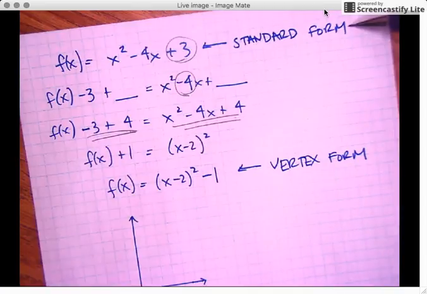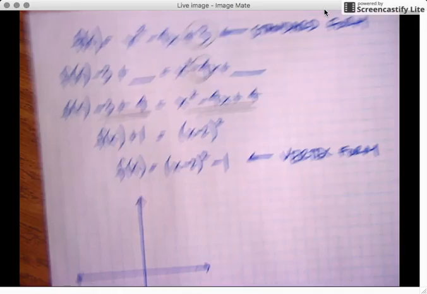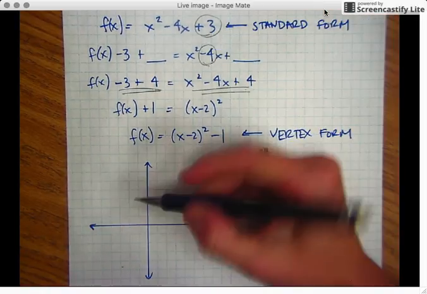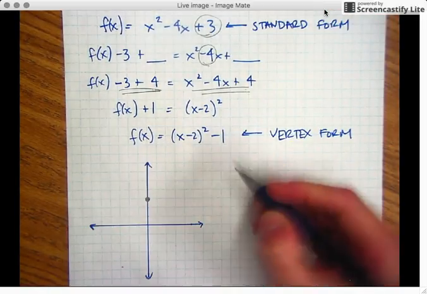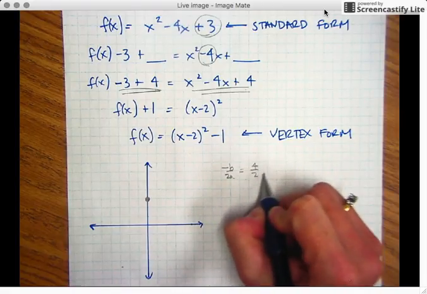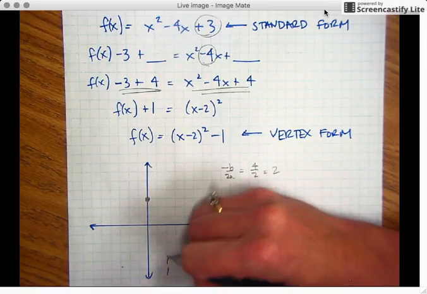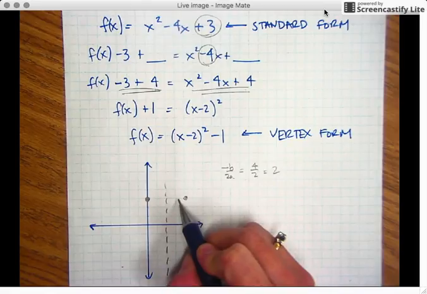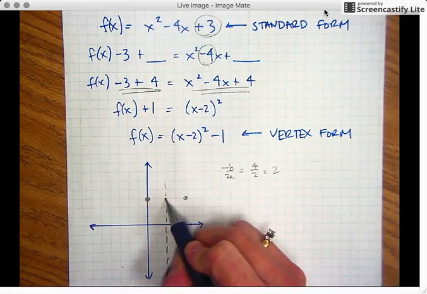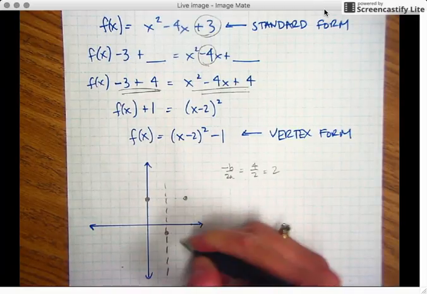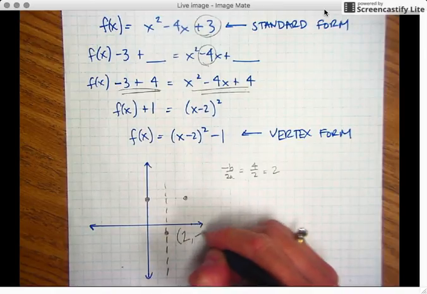So I have a graph all set up. Let me go ahead and graph this for you. So from standard form, I know my y-intercept is 3. 1, 2, 3. When I do negative b over 2a, I end up with 4 over 2, or 2. Here's my axis of symmetry. So I can count over 2 in the x direction, which means I square that to figure out how much I go up and down in the y direction. 1, 2, 3, 4. And there's my vertex. It's at 2, negative 1.